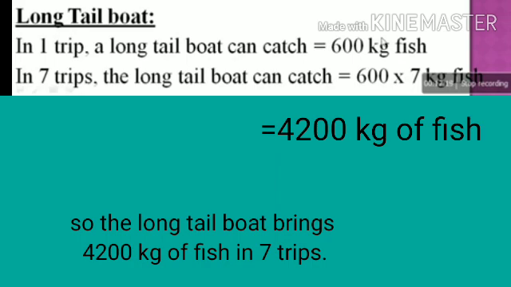In one trip, a long tail boat can catch 600 kilogram fish. In 7 trips, the long tail boat can catch 600 into 7. That is 4,200 kilogram of fish. So the long tail boat can catch 4,200 kilogram in 7 trips. That is the answer for long tail boat.